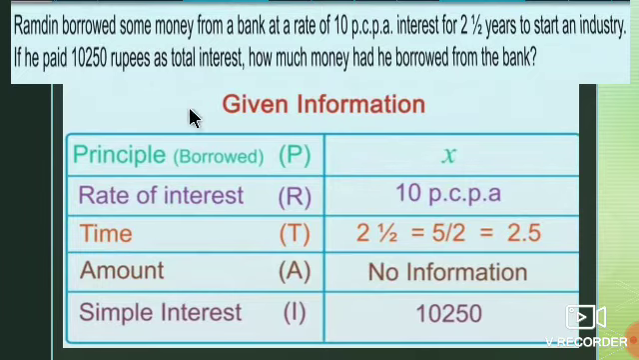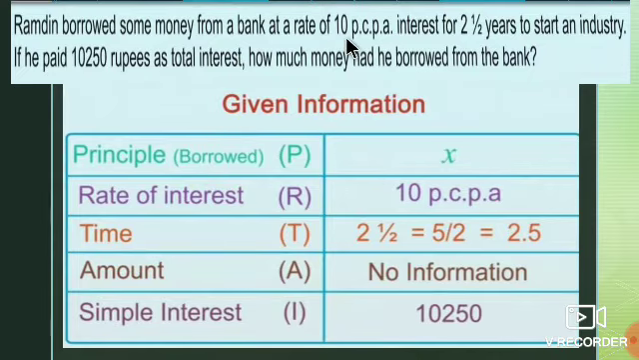One more example. Ramdeen borrowed some money from a bank at the rate of 10 PCPA, meaning 10% per year, for 2.5 years to start an industry. If he paid 10,250 rupees as total interest, how much money had he borrowed from the bank? Now what is given in the example? Ramdeen borrowed some money, so the borrowed amount is not given. It means we don't know the principal. So let's consider the principal X.